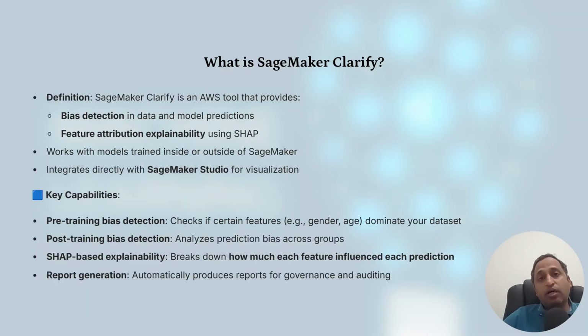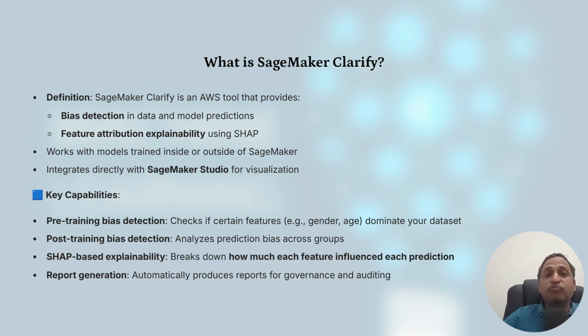Now let's talk about how we actually put this explainability into practice, especially in production-grade systems. We have a service called SageMaker Clarify in AWS. It is a native tool for handling bias and explainability in ML models. It covers two key problems: bias, both in data and in model outputs, and explainability using SHAP to break down predictions.